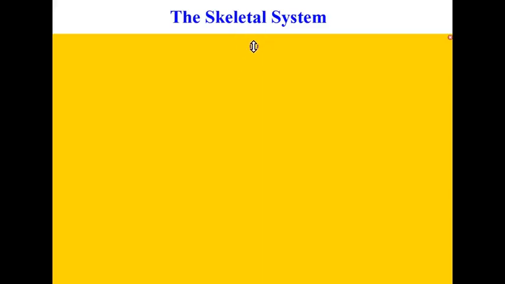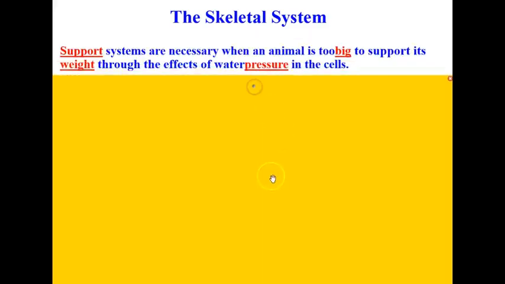All right, why do organisms need a skeletal system? A skeletal system is a support system that is necessary when an animal is too big to support its weight through the effects of water pressure in the cells. Water, as you may know, weighs a lot, and therefore the larger organism you are, if you didn't have a skeletal system, all that weight and pressure would push you down to be just a big blob on the floor. You wouldn't be able to support yourself. So that's the function of the skeletal system.